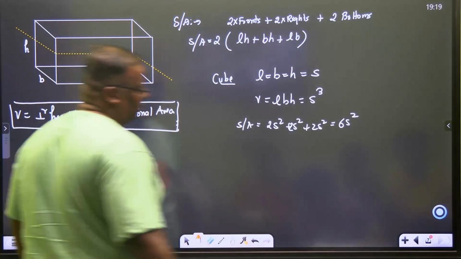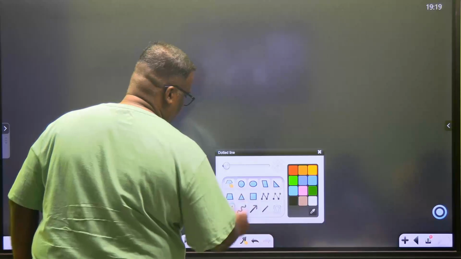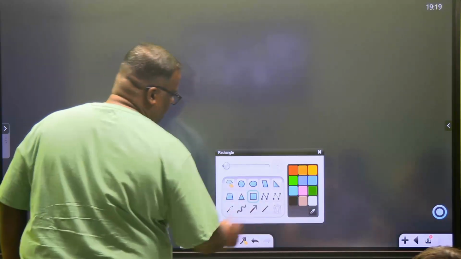Our next starts with right circular cylinder. What beta? A right circular cylinder. So let's do a right circular cylinder.